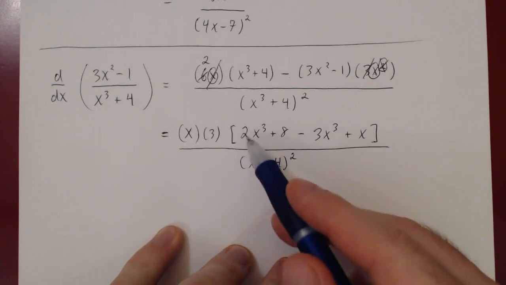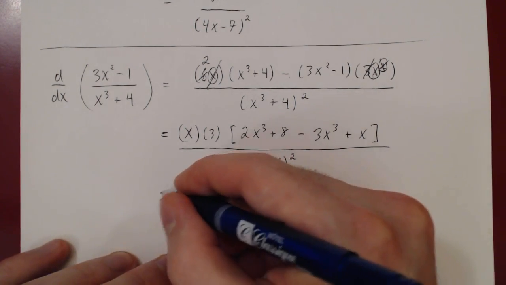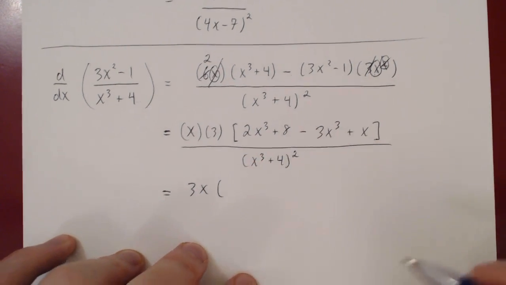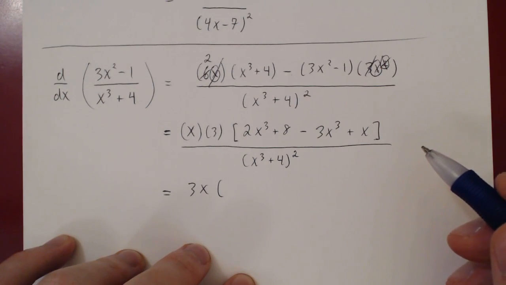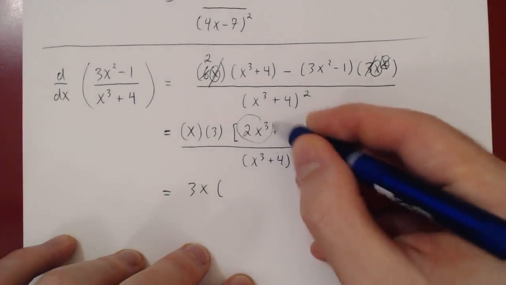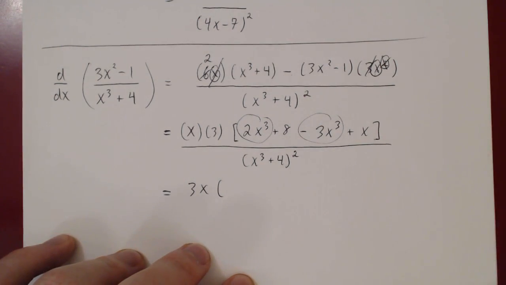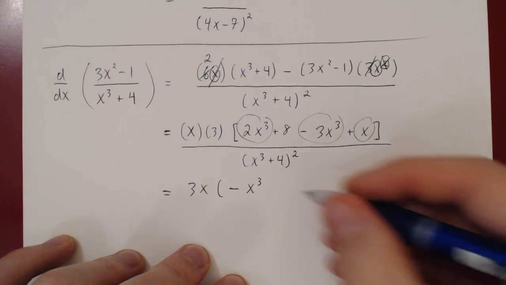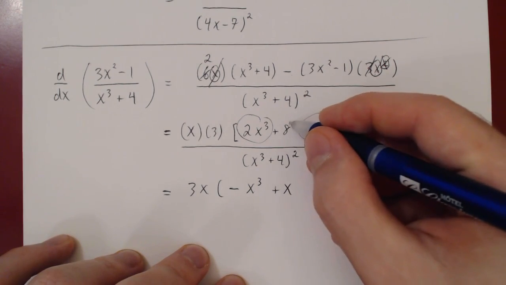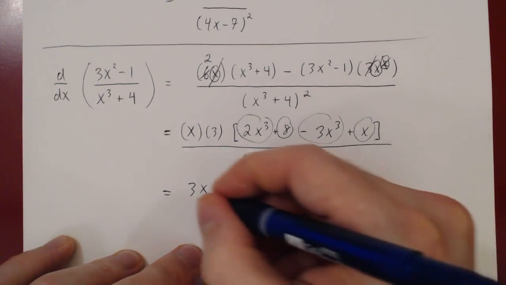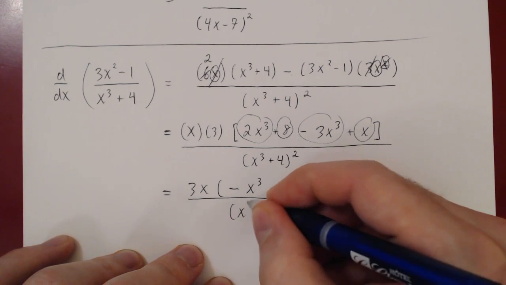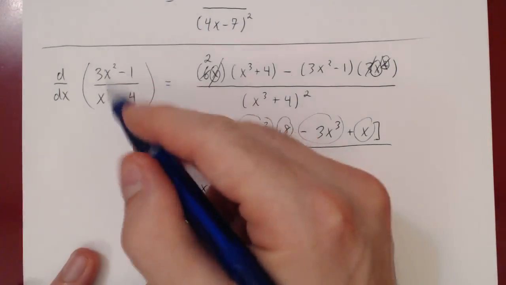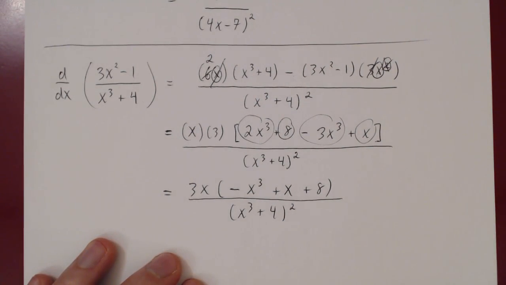And now all that's left is to regroup similar powers of x. We can write x times 3 as just 3x, so that's 3x, times, well, we have 2 cubic terms, 2x cubed minus 3x cubed, that's a negative x cubed. There's a single factor of x, so plus x, and a single constant term, plus 8, over x cubed plus 4, all squared. And there you have it. The derivative of this function simplified is this function.